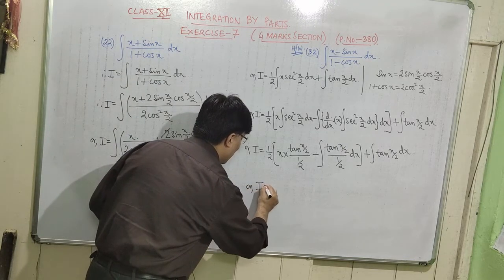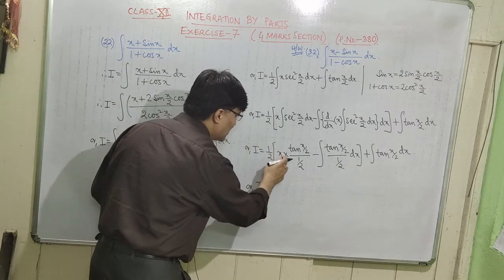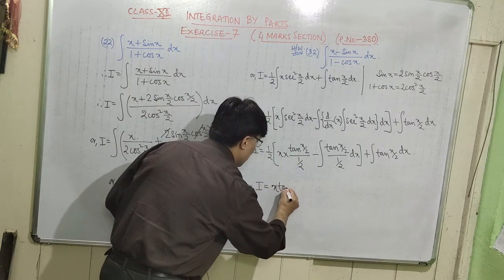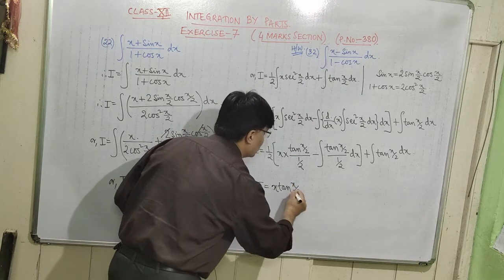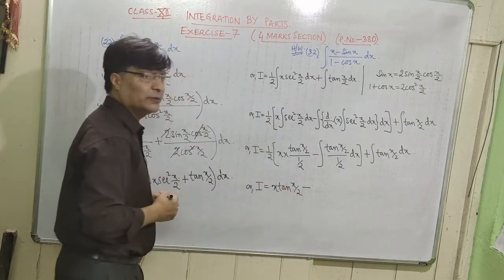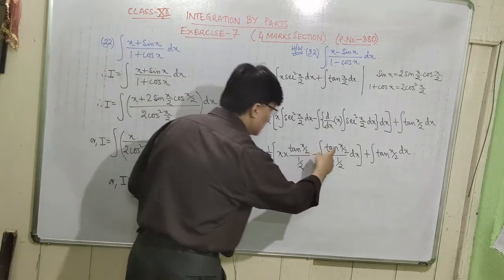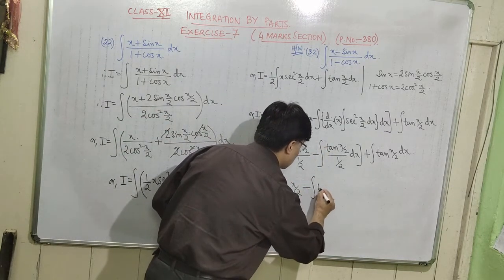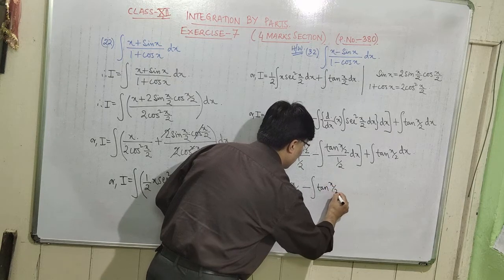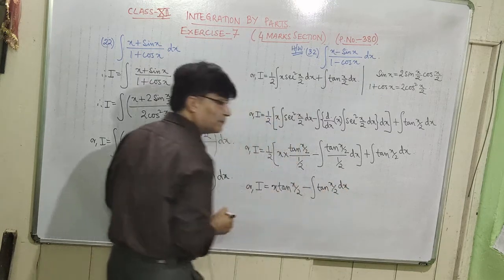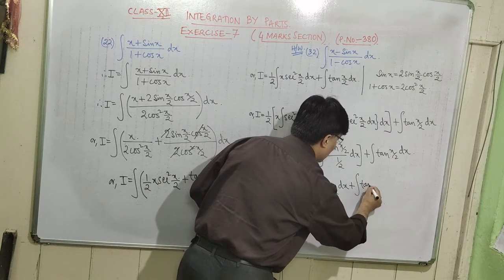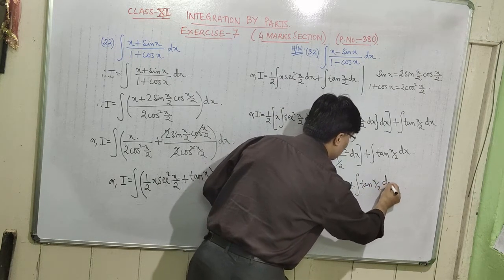So let us multiply by half here. Half into x into tan x by 2 divided by half. Half gets cancelled. So it is x tan x by 2 minus. So again you have to multiply this term by half. Half gets cancelled. So it is minus integration of tan x by 2 dx. Then what is the last one? Plus integration of tan x by 2 dx.